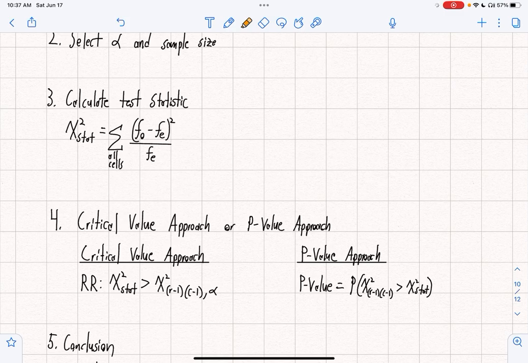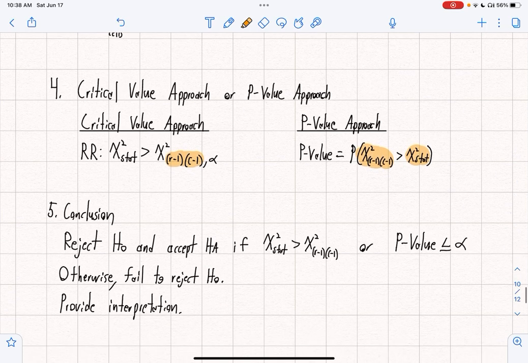The key difference, though, is the degrees of freedom. So here it's r minus 1 times c minus 1. You take the number of rows, subtract 1, take the number of columns, subtract 1, and that is the number of degrees of freedom. And the p-value approach, as usual, is just the probability of chi-square with r minus 1, c minus 1 degrees of freedom exceeding our chi-squared stat, which comes from step 3.